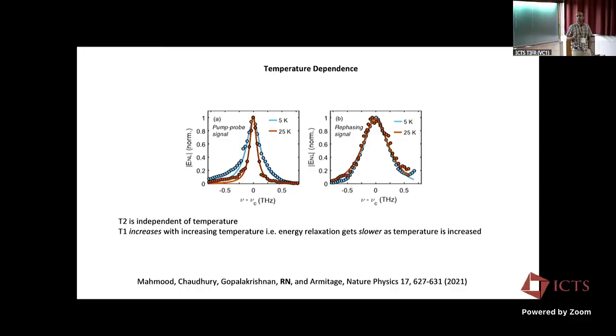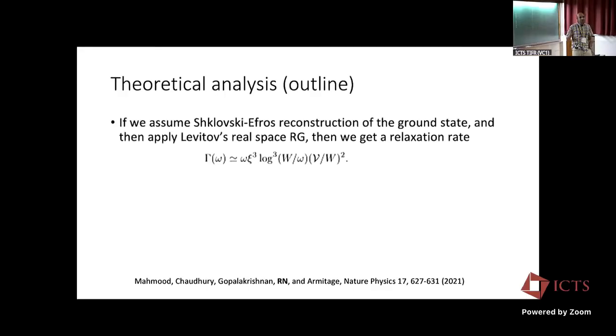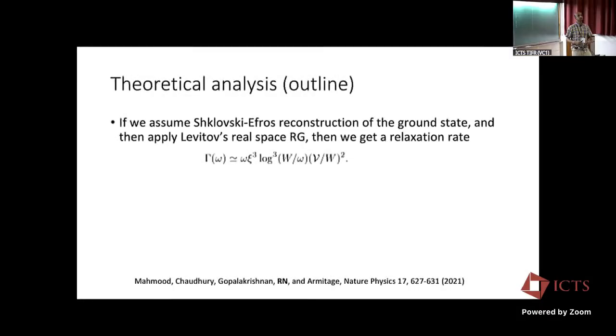So what's going on? Well, in principle, I could have spent my whole talk on this, but I'll just give you the highlights. At least what we think is going on is there are two pieces to the puzzle. The first piece is that the density of states of the Mott dipoles is being reconstructed by the Shklovskii-Efros mechanism. So that's step one. And then you have long-range coherent hopping of the dipoles mediated by the long-range Coulomb interaction. And that can be treated through Levitov's real space renormalization group. You take these two ideas and marry them together, and you get relaxation rates which are linear in frequency with log corrections, consistent with what is observed in experiment.